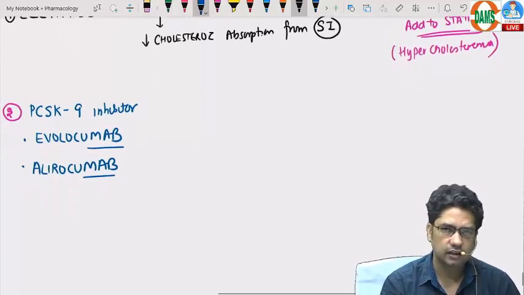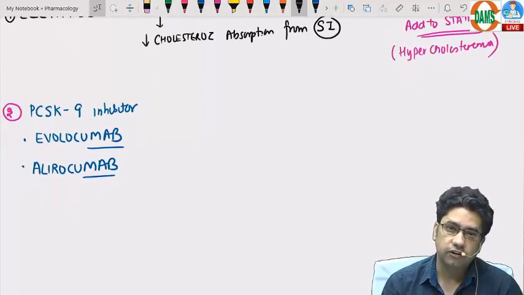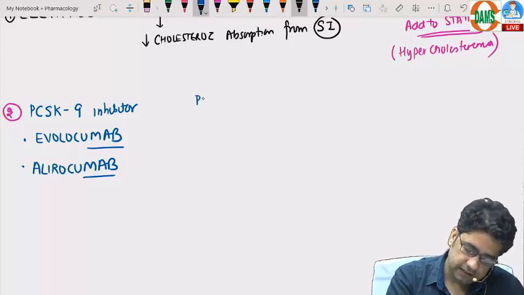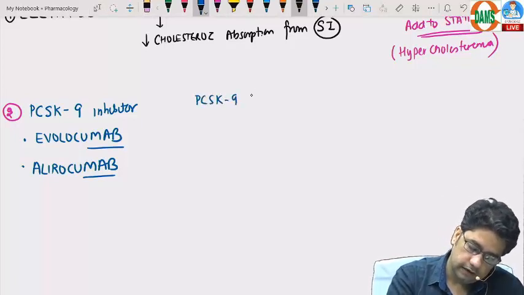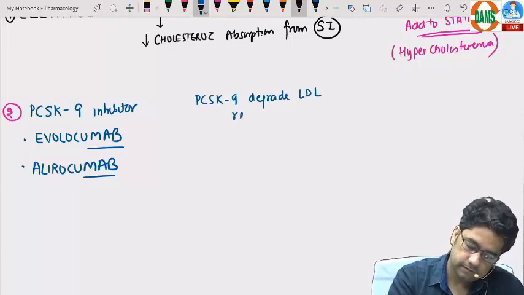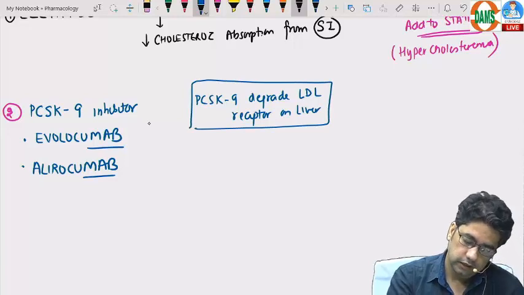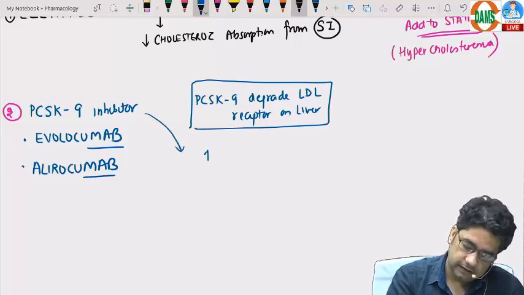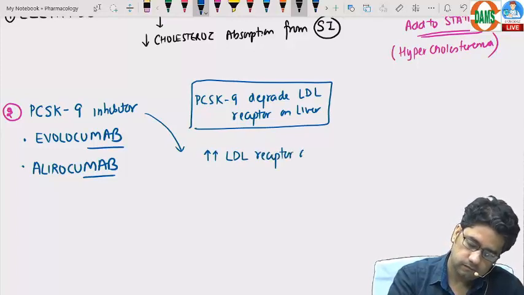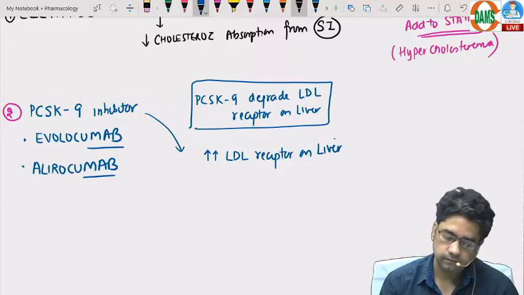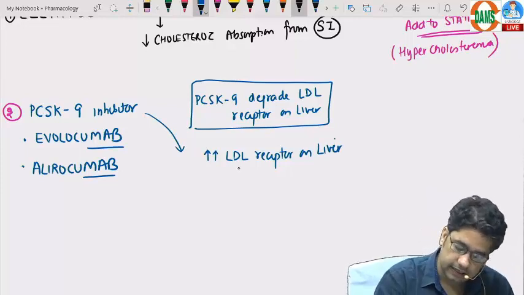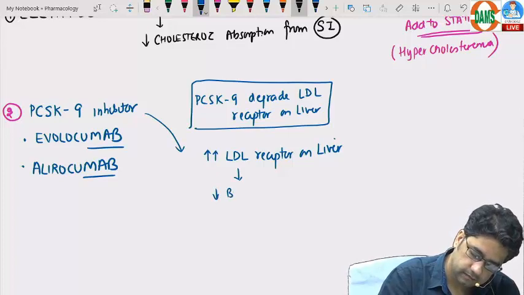Let me finish this, then I will give you a break. Now what is the function of PCSK9? PCSK9 degrades LDL receptor on liver. So PCSK9 inhibitors increase LDL receptors on liver. Hence, they decrease blood LDL level.